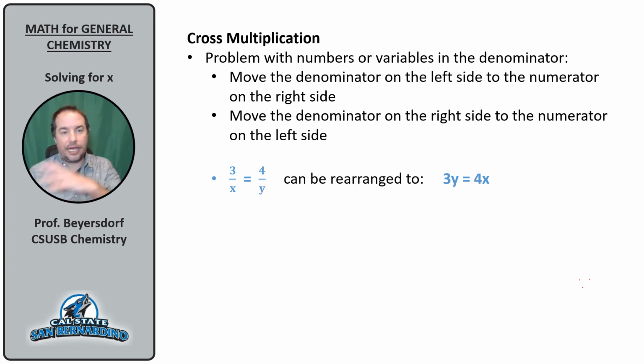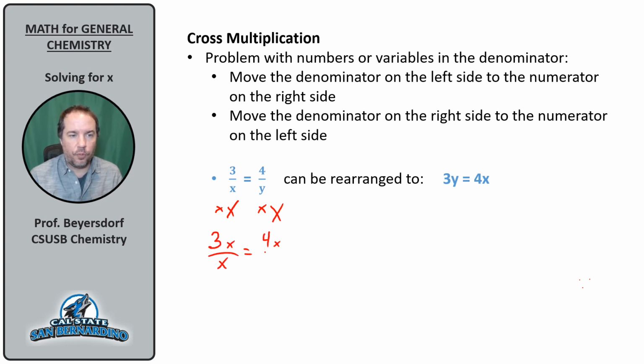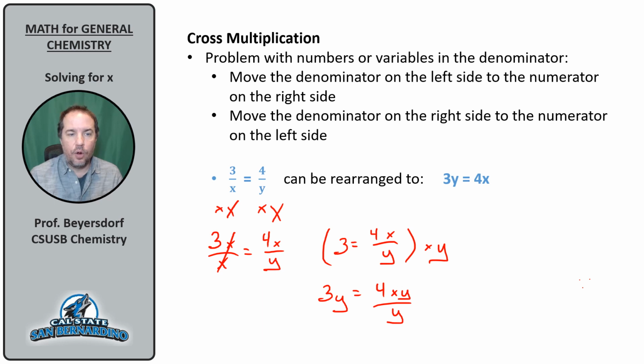Now this may look like a little bit of a trick, but the math is legit, right? What I'm doing is, I have 3 over x equals 4 over y. Well, I can multiply both sides by x. So that will give me 3x over x equals 4x over y. The x's will cancel out. So I have 3 equals 4x over y. And then I could multiply both sides by y. So that will get me 3y equals 4x y over y, or 3y equals 4x.